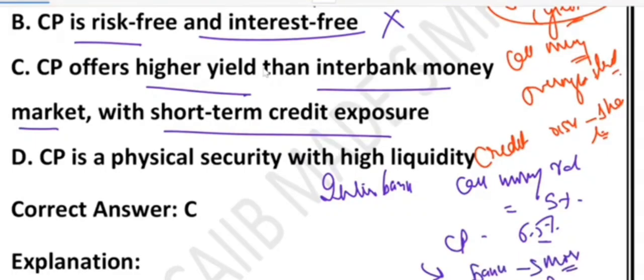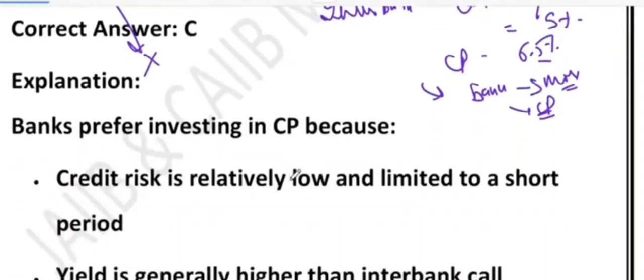And option D says CP is a physical security with high liquidity. This is partially wrong. Yes, CP has high liquidity, but it is not a physical certificate anymore. I told you already, it is always issued in demat form.